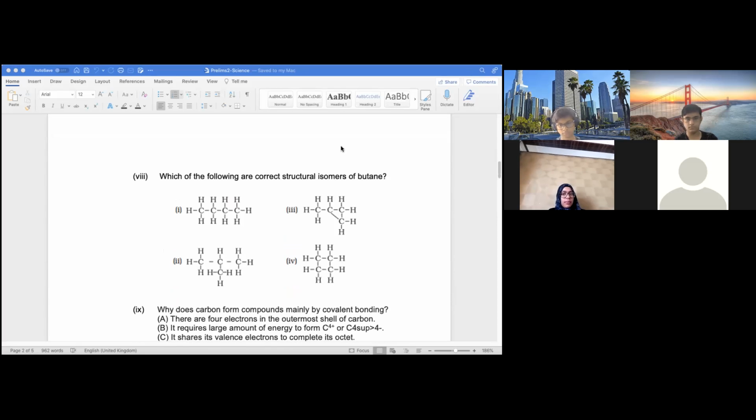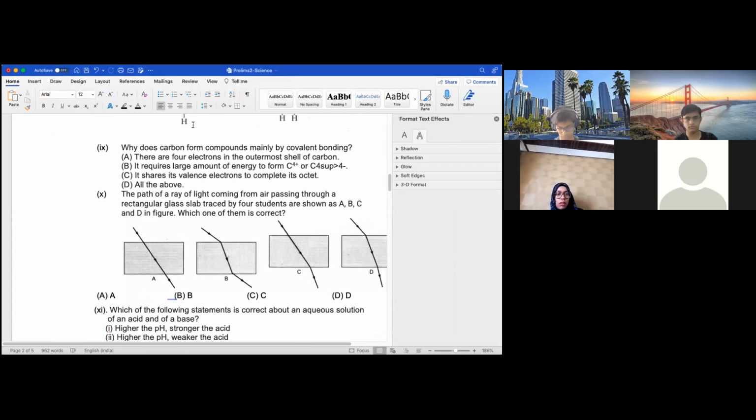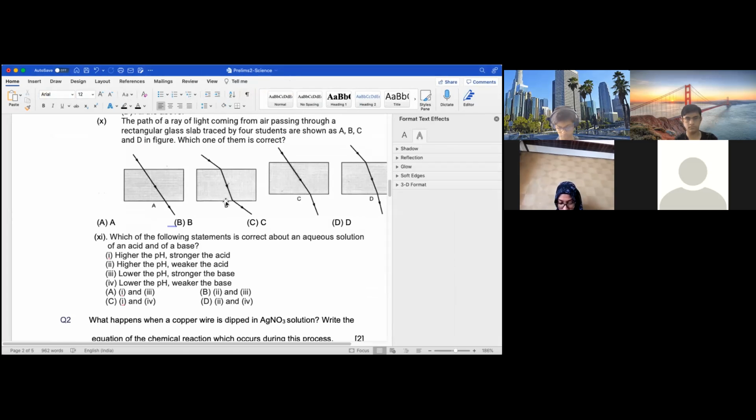Okay, in this answer it says isomer of butane. This is already butane. The answer is 2. Some of you wrote 1 and 2, so I gave marks, but don't write like that. 2 is the answer. Why does carbon? So this one is all of the above. This is simple. B option is the correct option. Bend towards the normal, rarer to denser; away from the normal, denser to rarer. The answer is D.